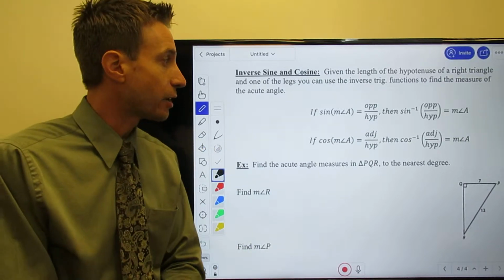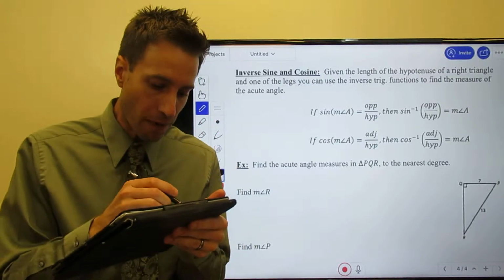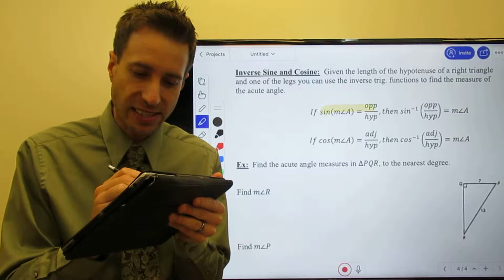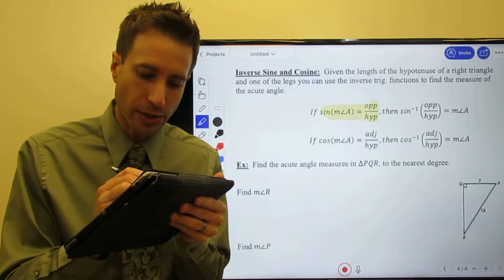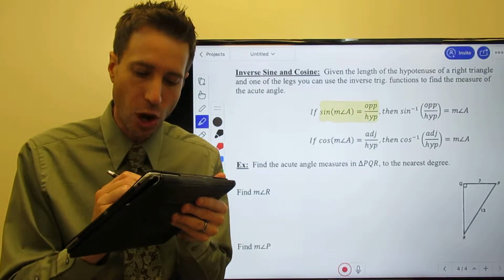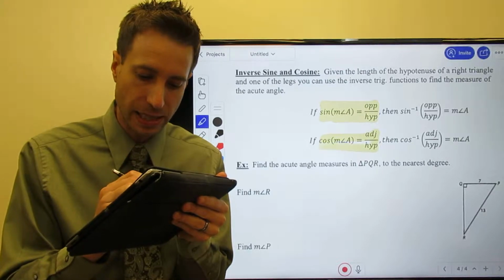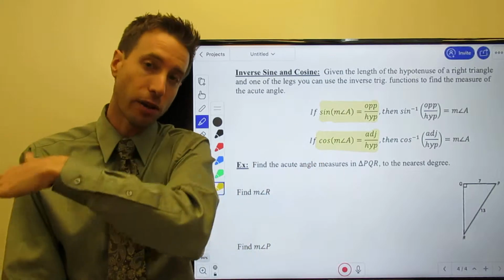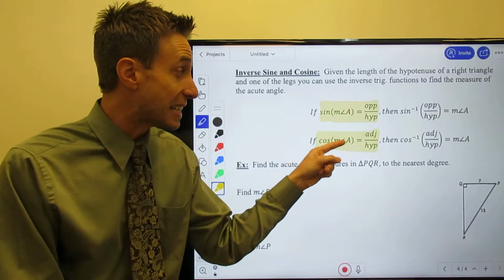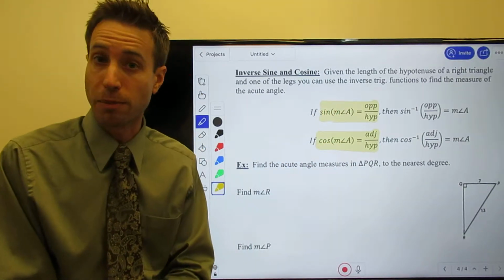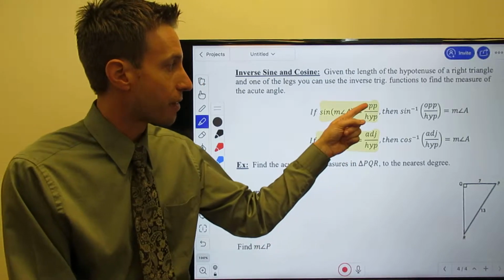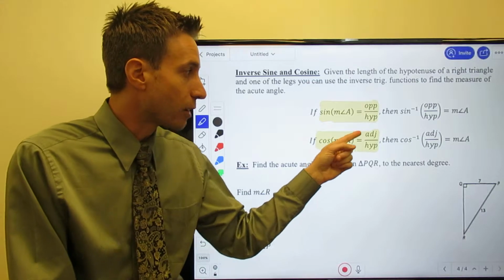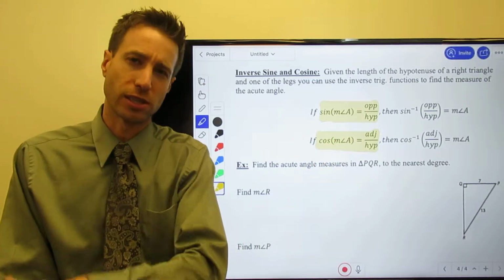And so what we've got here are the ratios we saw from the front page of the notes. The sine of the angle is equal to the opposite over the hypotenuse. The cosine of the angle is the adjacent over the hypotenuse. We just used these ratios to solve problems on the previous page, where you're solving for the opposite or the hypotenuse given an angle, or solving for the adjacent or the hypotenuse. We just did those problems.